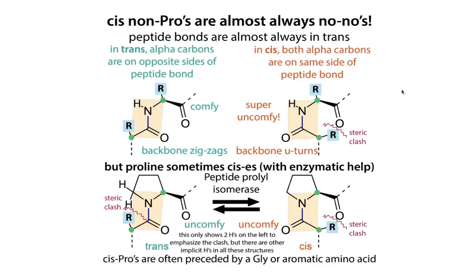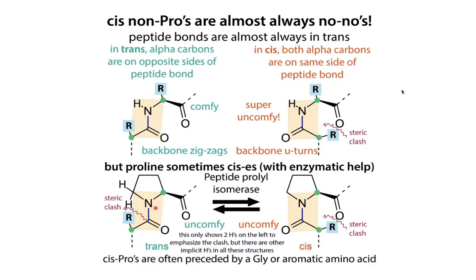So you're going to almost always see things in the trans form. I say almost always because one of the amino acids that we've learned about is proline. Proline is basically this really awkward amino acid. Its side chain is going to loop over and attach back to that backbone nitrogen. This is going to have a couple of consequences.